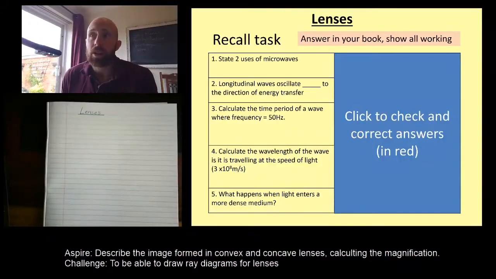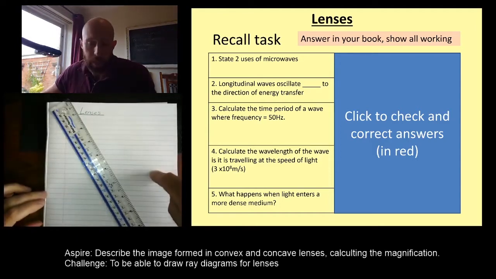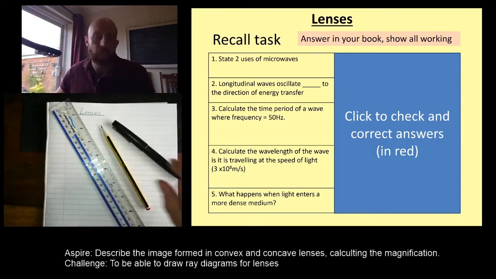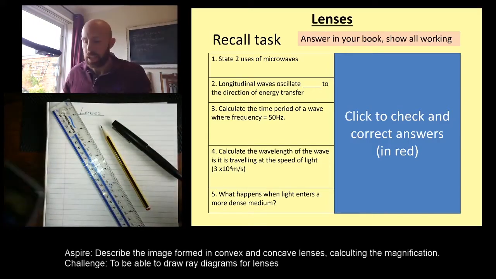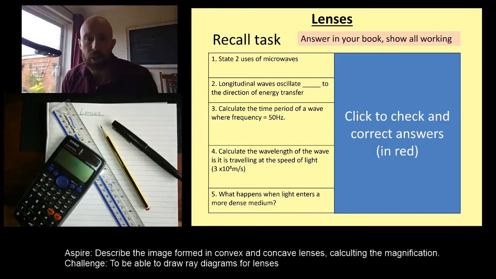In this video, we are going to look at lenses. It's a triple physics topic. You're going to need a couple of things before you start. You're going to need yourself a ruler, some paper, a pen, a pencil, and a calculator. If you haven't got a calculator, I recommend you download a scientific app to your phone.